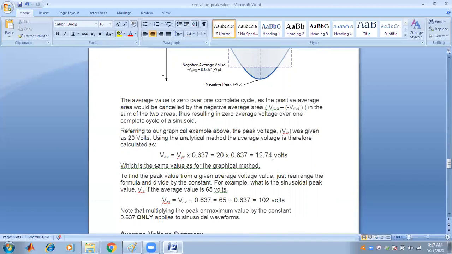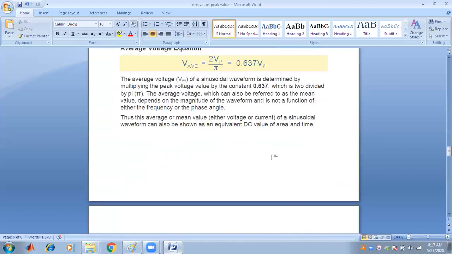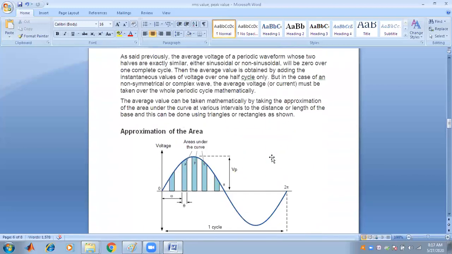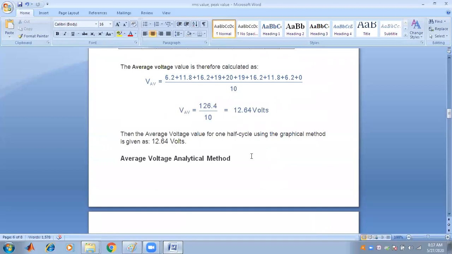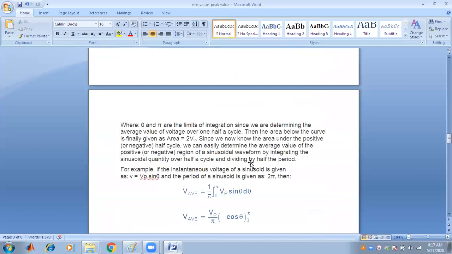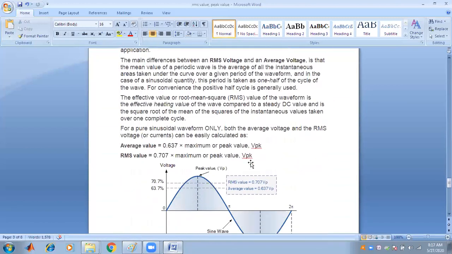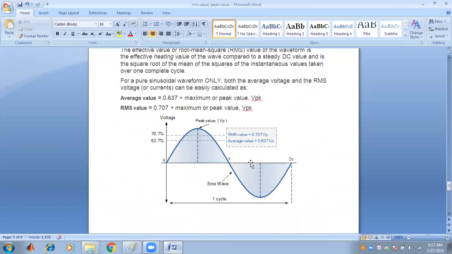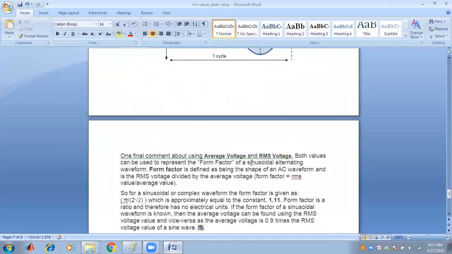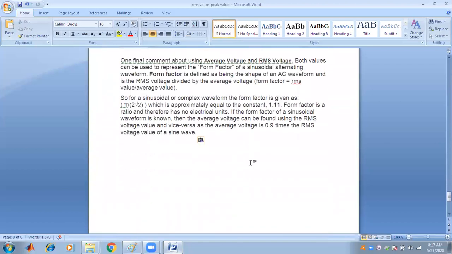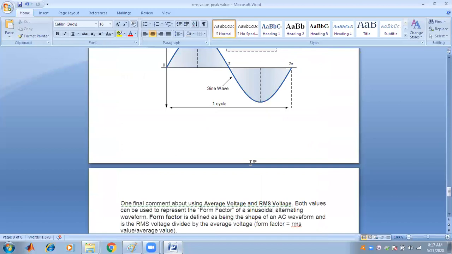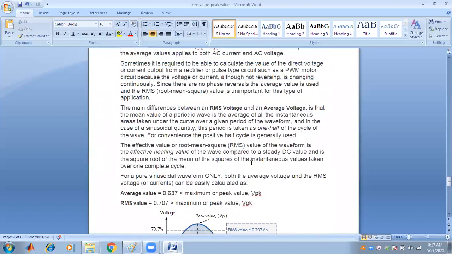So what are we getting from the graphical method? That is 12.64. It is the same for both the graphical and the analytical method. We are calculating the value of the average value that we have already calculated. That is the concept of average value.